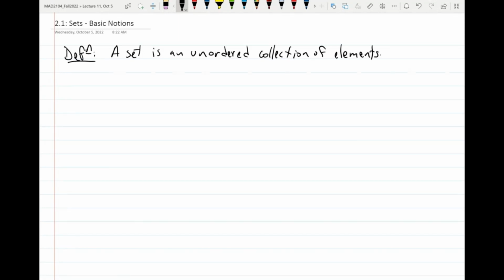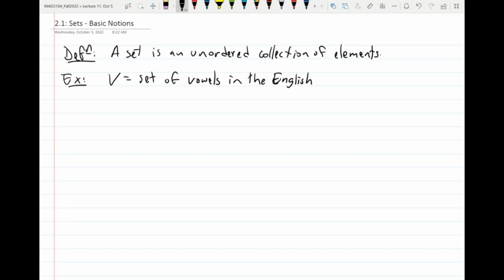Okay, so for example, typically we use capital letters to denote sets. For propositions, we use lowercase letters, right? P, Q, R, S, T, etc. For sets, we usually use A, B, C, but capital letters, okay? For example, let's say V is a set of vowels in the English alphabet. So what is this set?